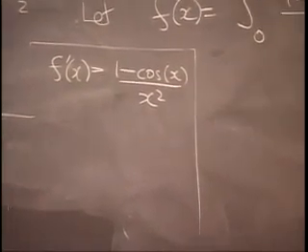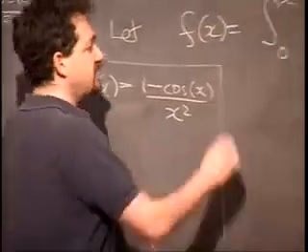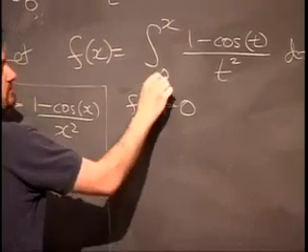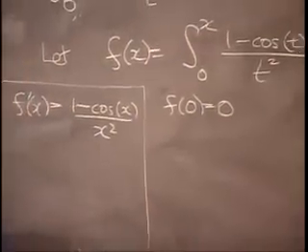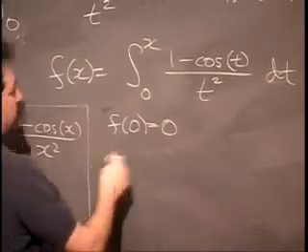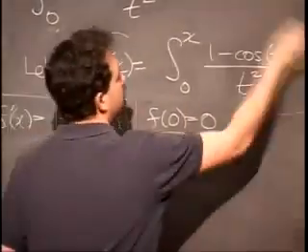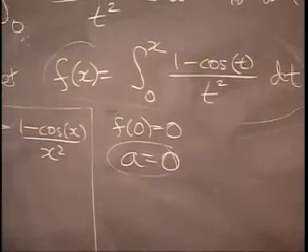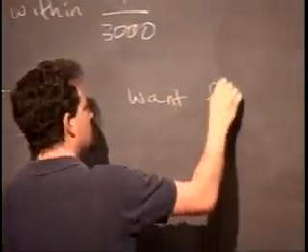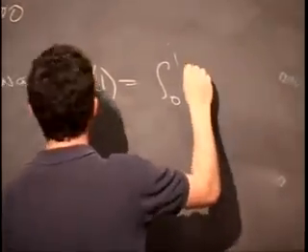We need to know what happens at 1, but there is one thing nice, that f of 0, we know, is 0. Because the integral from 0 to 0 of anything is 0. So actually, we're going to pick a equals 0. So we'll let a be 0, we'll let f of x be this, and we want f of 1. Because f of 1 is the integral we're looking for.